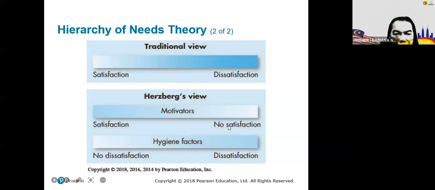between satisfaction and no satisfaction, and also between no dissatisfaction and dissatisfaction, there are factors that contribute to satisfaction and no satisfaction. Between satisfaction and no satisfaction, they have the motivators. Between no dissatisfaction and dissatisfaction, they have the hygiene factors. Okay, no dissatisfaction is actually similar to satisfaction, but they do not put dissatisfaction there. Okay.